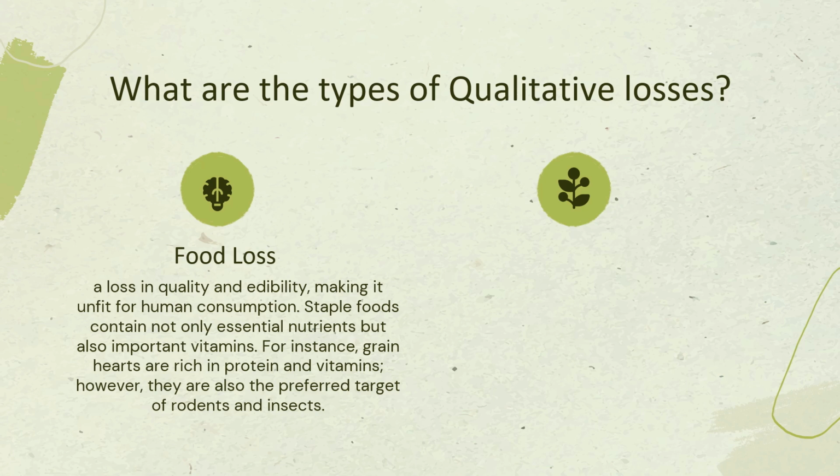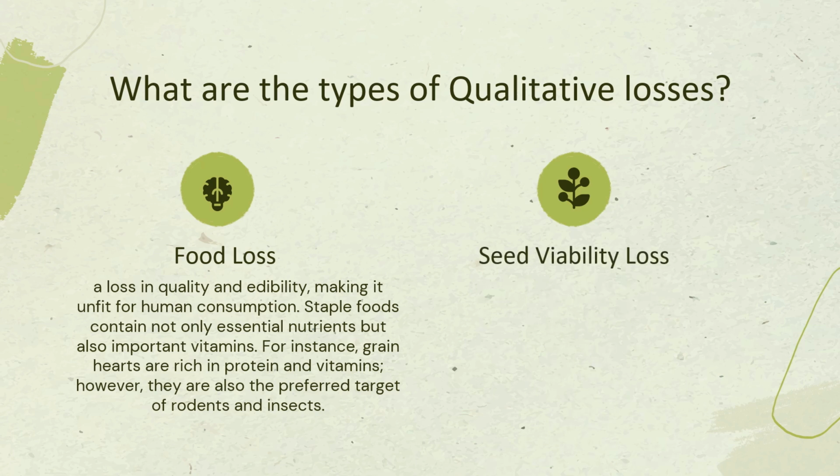Staple foods contain not only essential nutrients, but also important vitamins. For instance, grain hearts are rich in protein and vitamins. However, they are also the preferred target of rodents and insects. The various nutritive parts of products are thus the prey of different families of parasites. Weevils feed especially on the endosperm, the inside of the seed, which is rich in carbohydrates.